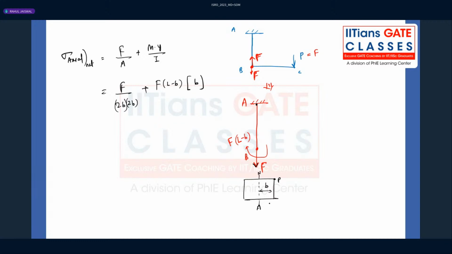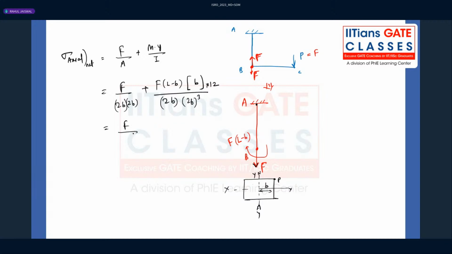And what about the moment of inertia? We have to calculate the moment of inertia about which axis? Let's say this is YY and this is XX. Fortunately, here whether you calculate IXX or IYY, both come out to be the same. So it is 2B into (2B) cubed divided by 12.